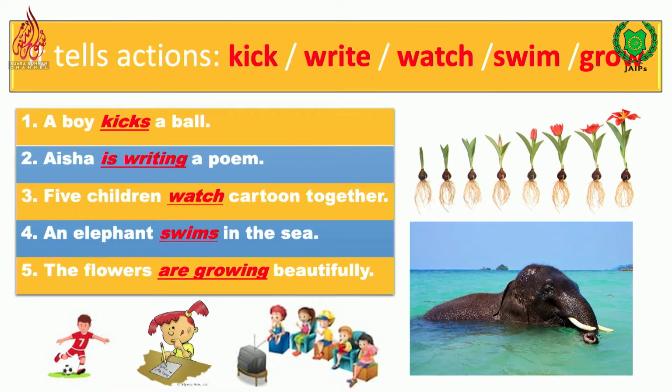Okay, so how do you use it in a sentence? So these are examples of verbs that tell actions. We have kick, write, watch, swim, and grow. There are many more actually, but we are going to use these. You look at number one. A boy kicks a ball. So, kicks here is the verb which tells actions.